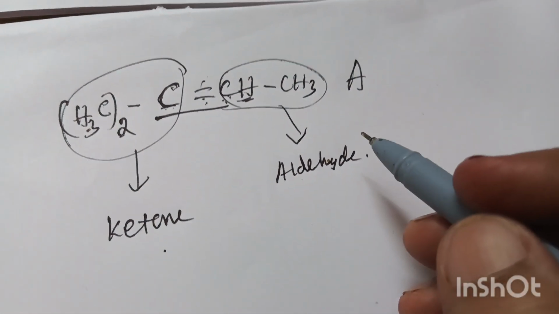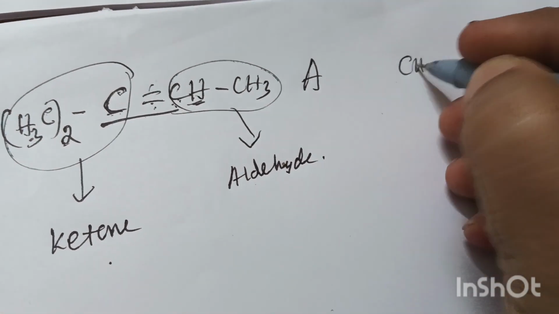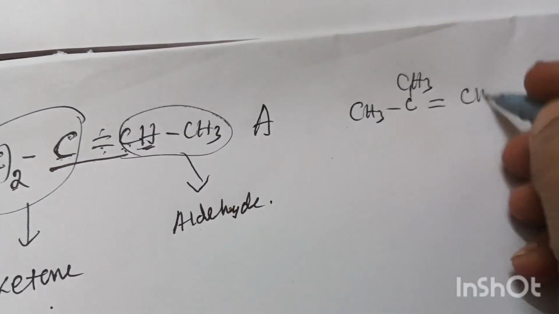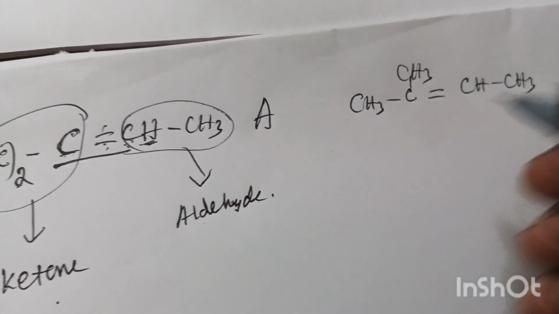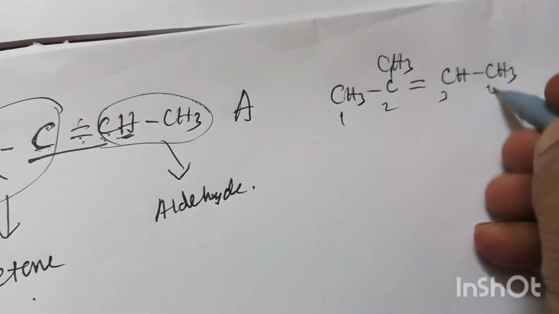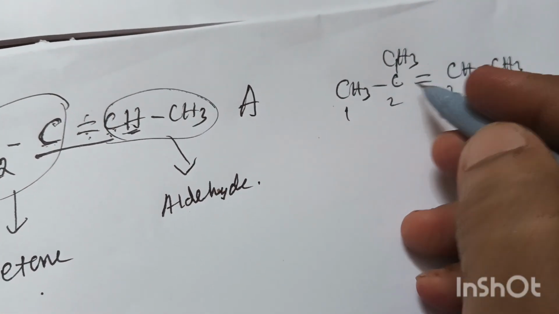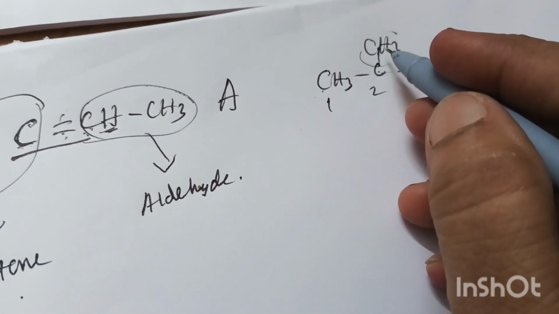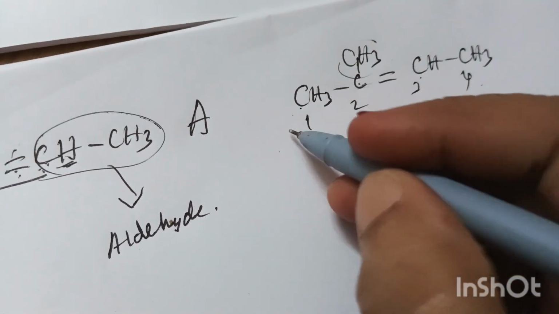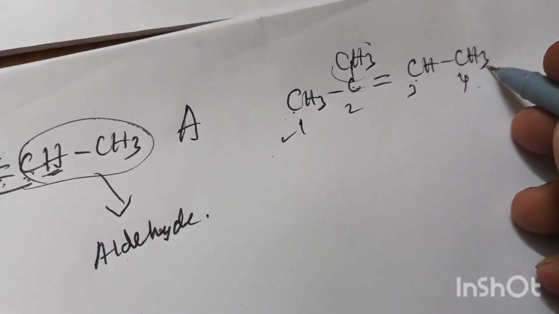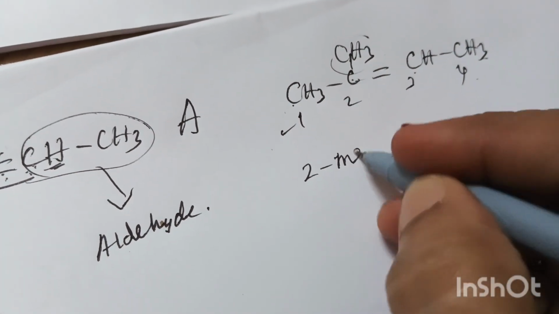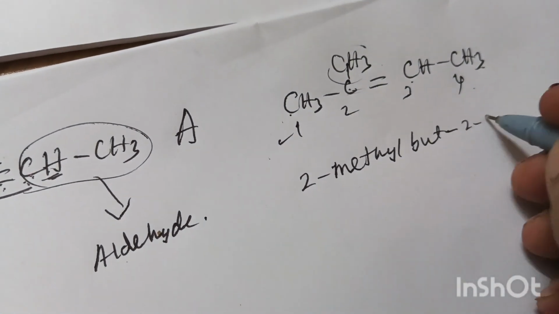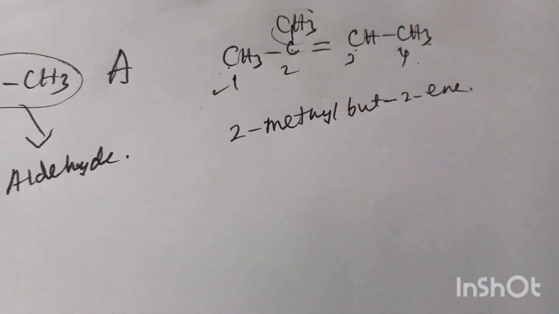So what can be the name of this? It should be CH3 twice, C double bond CH, CH3. The longest chain is 1, 2, 3, 4. There is a methyl at carbon 2, and the double bond is also there. If you number from the other side, the methyl gets a greater number, which is the wrong way. So only numbering from this side is correct. The total number of carbons is 4, and in the second carbon there is a methyl. So it should be 2-methylbut-2-ene. So now it is A.